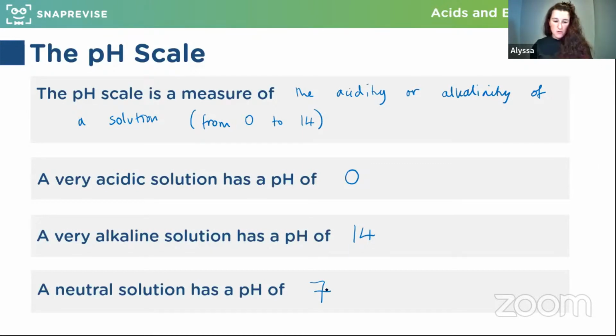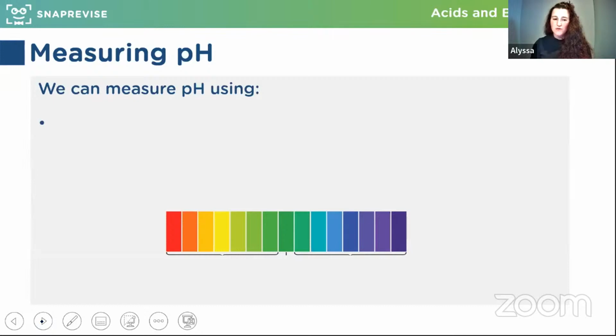Okay, so if we have a look at this then, what does it look like? Hopefully this is what we recognize. We recognize the pH scale as being that lovely rainbow of colors. We've got our neutral solution in the middle. And then we've got which colors are acidic and which colors are alkaline, which is which.